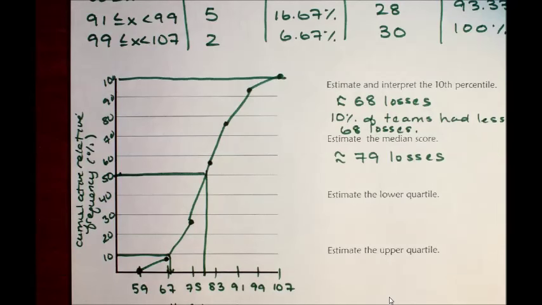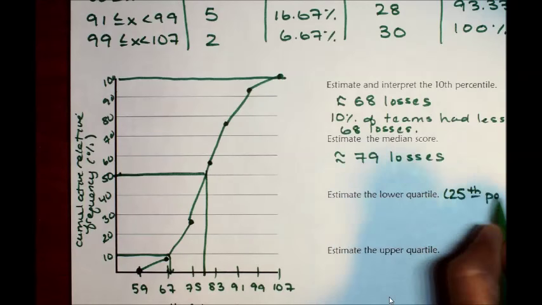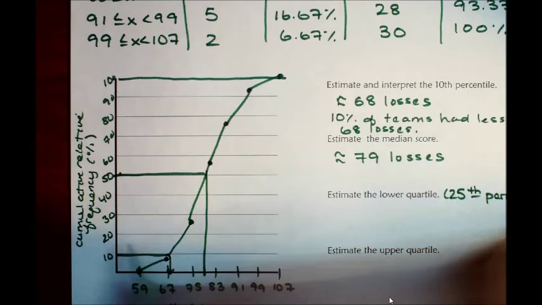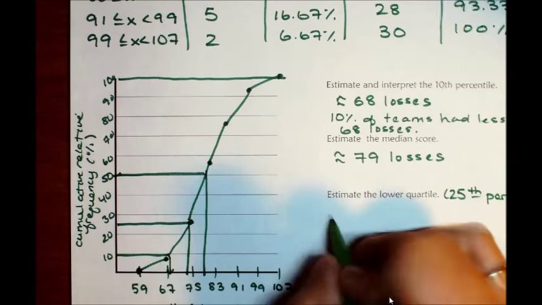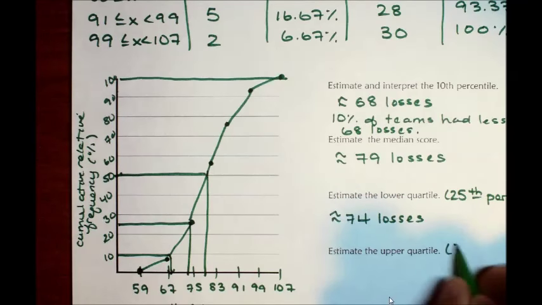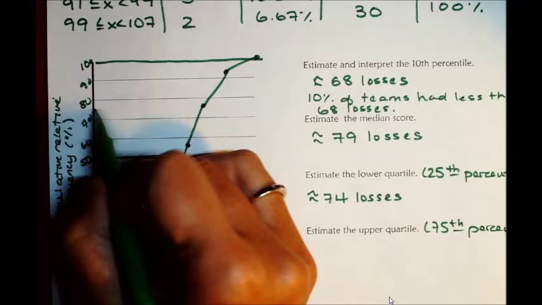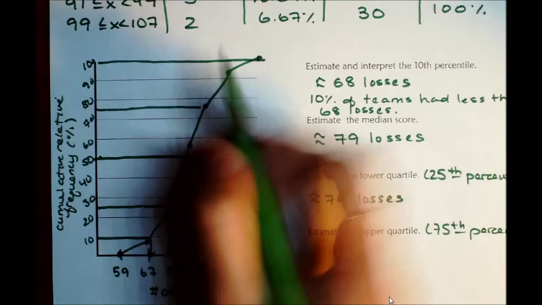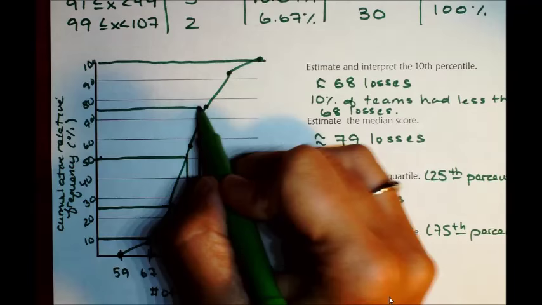Our lower percentile or lower quartile is 25th percentile, which is approximately here. So we'll say approximately 74 losses. Here's our 75th percentile. Upper quartile, here's 75 approximately. Say approximately 85 losses.